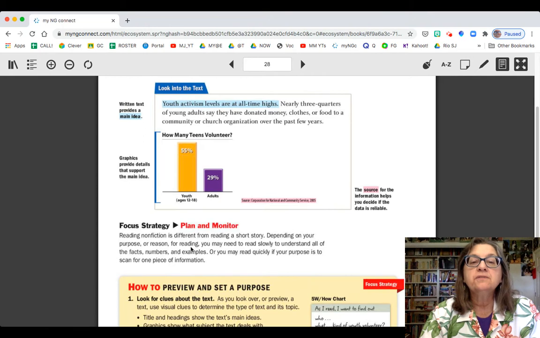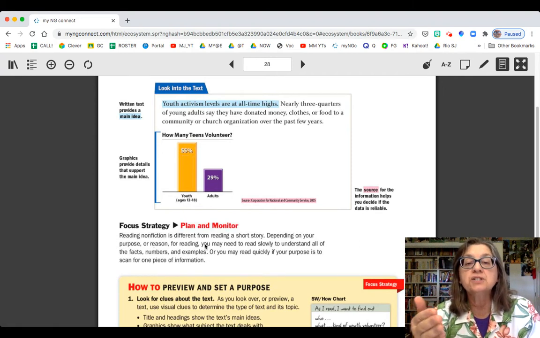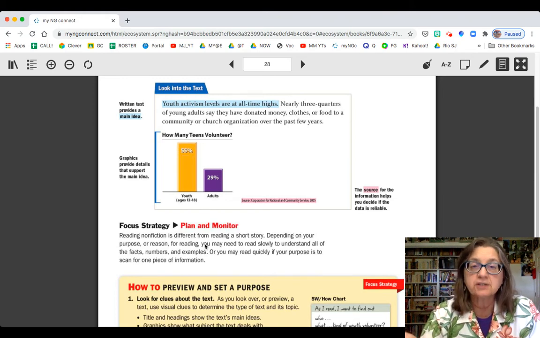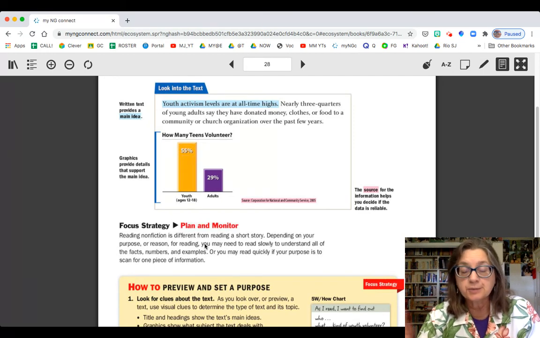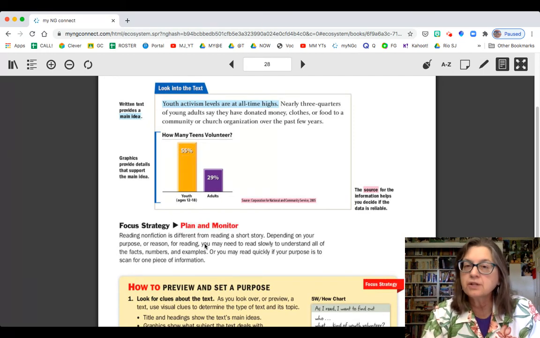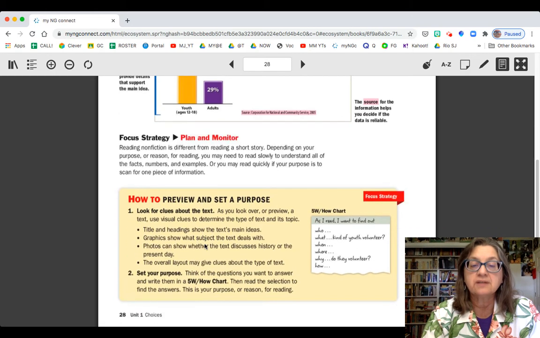So reading nonfiction is very different from reading a short story. And depending upon your purpose or reason for reading, you may need to read slowly to understand. It is generally more difficult to understand nonfiction, as you've seen in your textbooks. So read a little bit slowly, reread, and use all of those things around to help you understand the graphs and everything else.